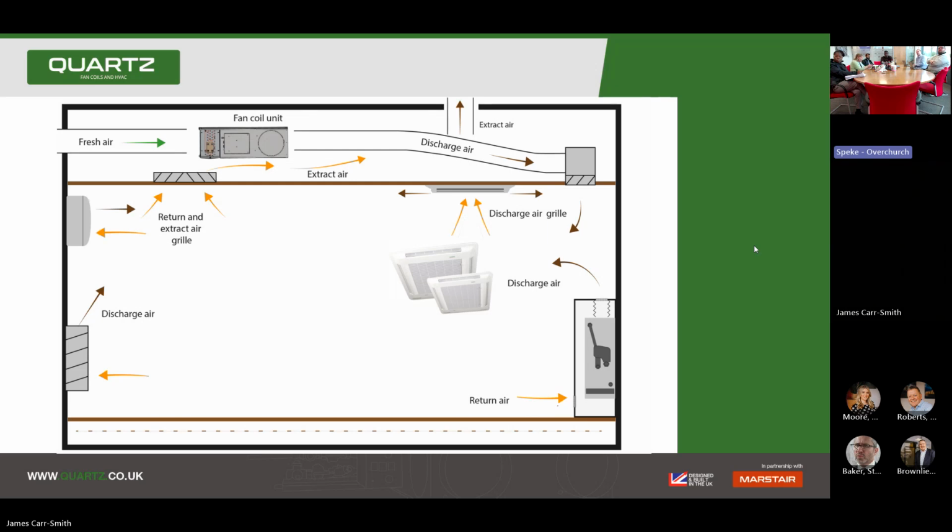And normally you have what we call a 4-way blow cassette, which can either have adjustable outlet vanes, which will either push the air down if it's in heating, or across the ceiling if it's in cooling, which makes use of what they call the Coanda effect, which we'll mention shortly.